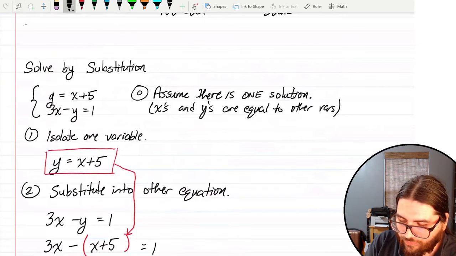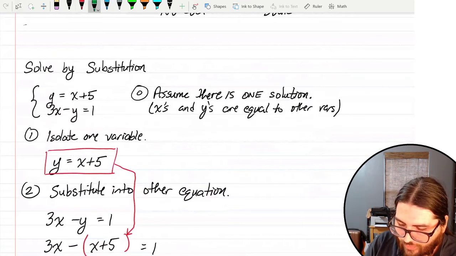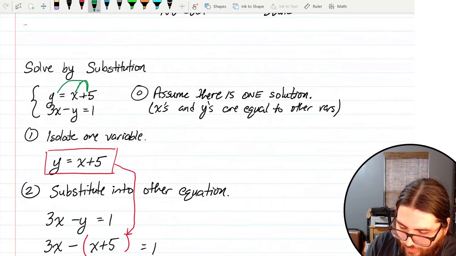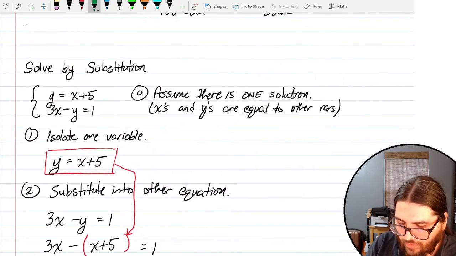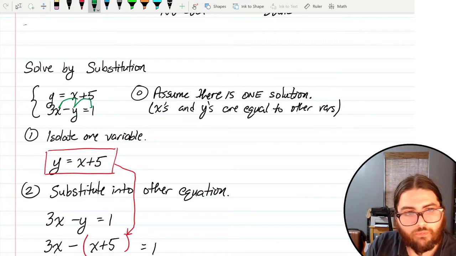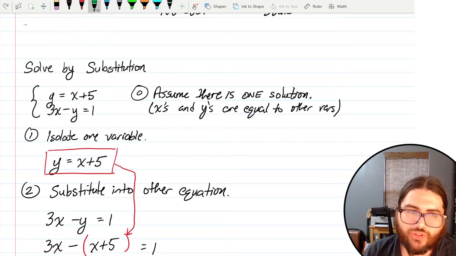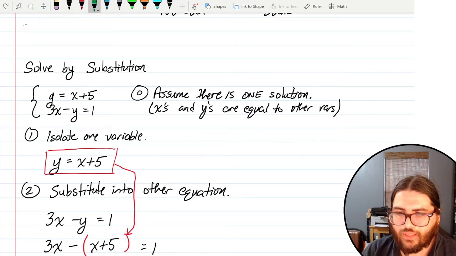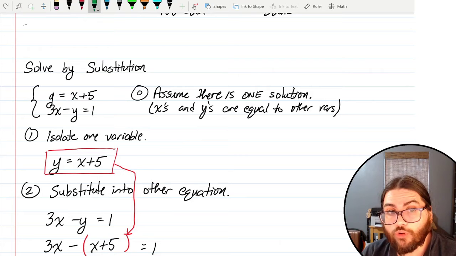Let's see. So 3 plus 5 equals 8. That's good. 3 times 3 is 9, minus 8 is equal to 1. So you can just mentally plug it in really quickly like that. And anytime the numbers don't work when you plug them back in, you've made a mistake somewhere.